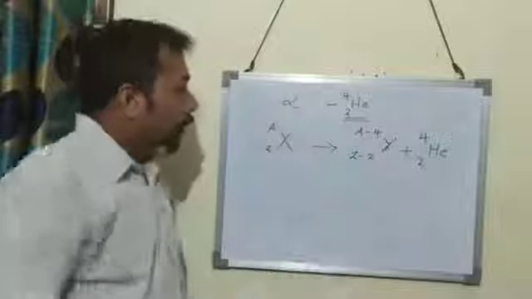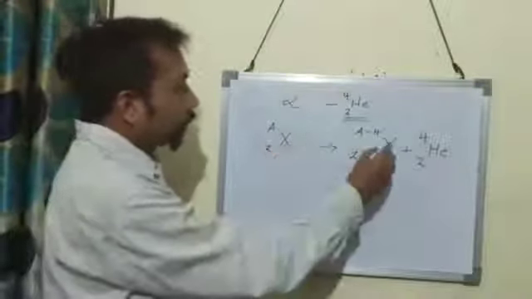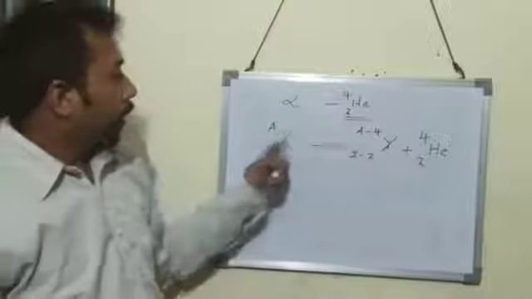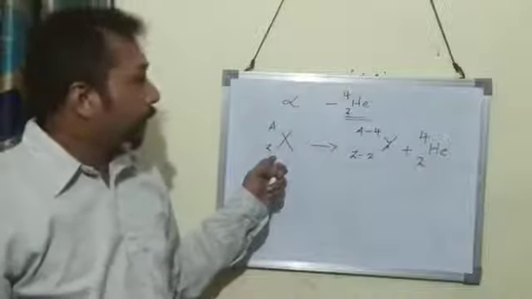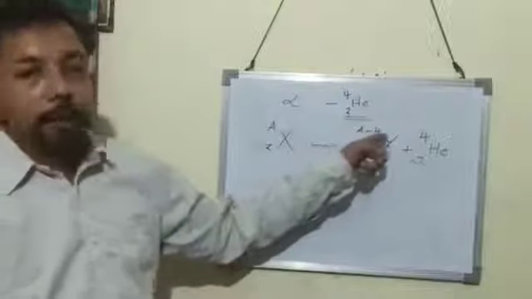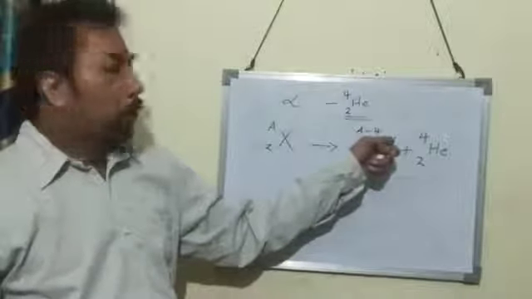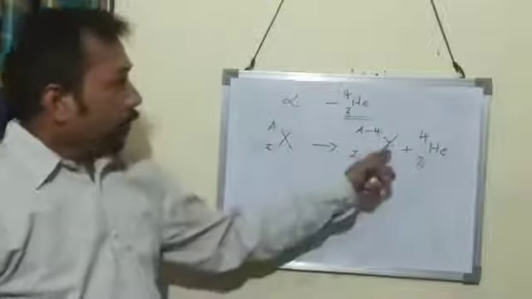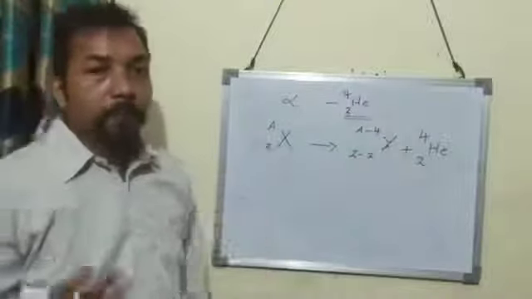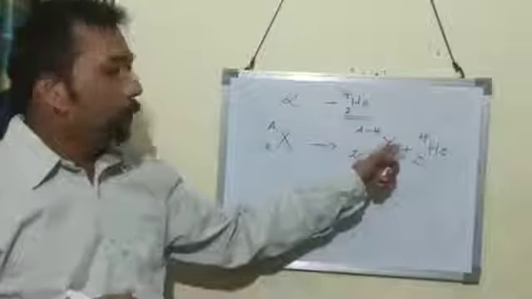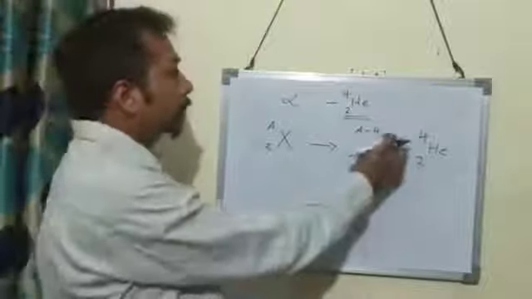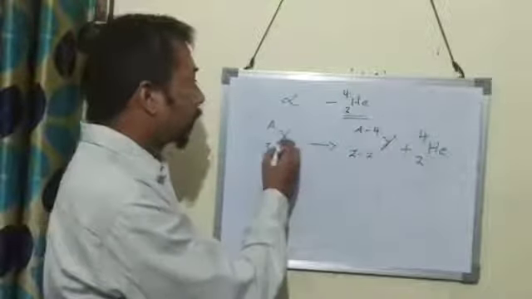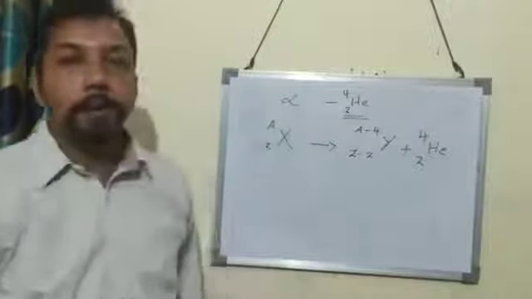So this is the equation. This is called the parent element and this is called the daughter element. The atomic number of the daughter element is 2 less than that of the parent element, and the mass number of the daughter element is 4 less than that of the parent element. Now, what is the place of the daughter element in the periodic table? The daughter element comes 2 places earlier than the parent element in the periodic table.